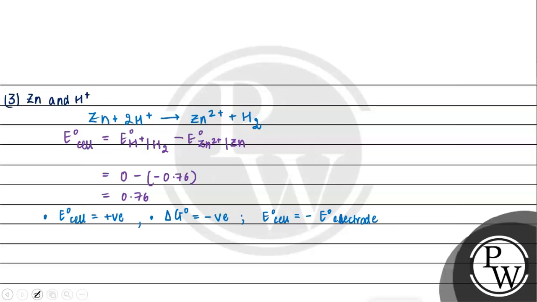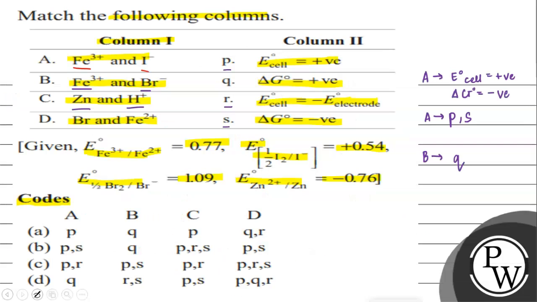तो अगर हम मार्क करने जाएं तो C option will match. E° cell हमारा positive है, so ΔG will be negative. P, S and R. P, R, S will be the match for C option.